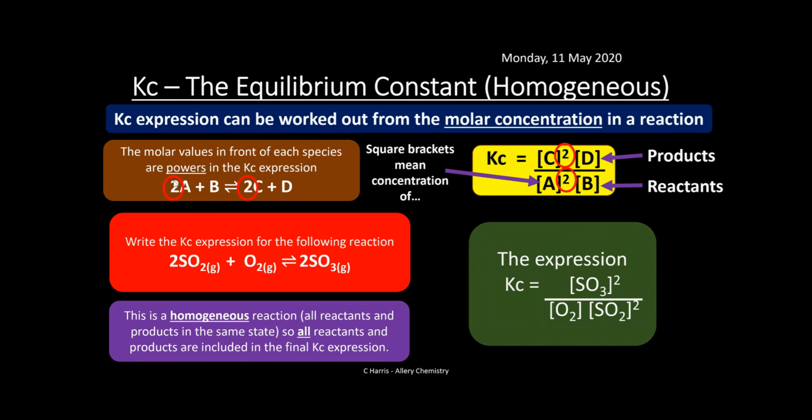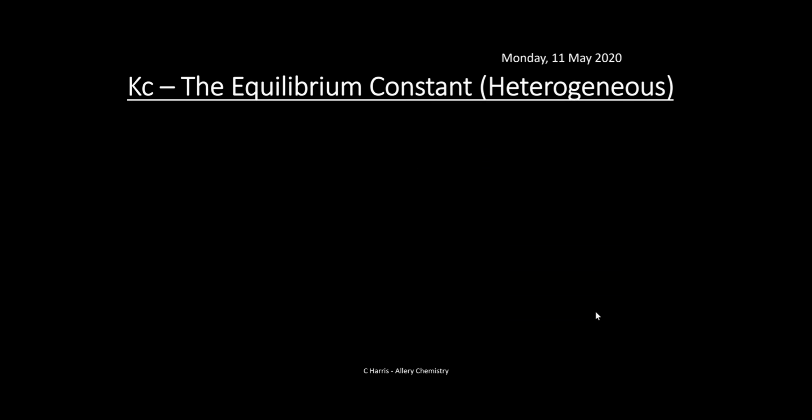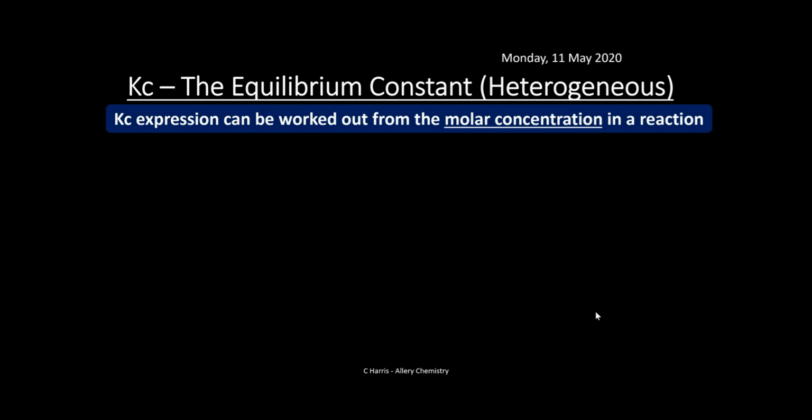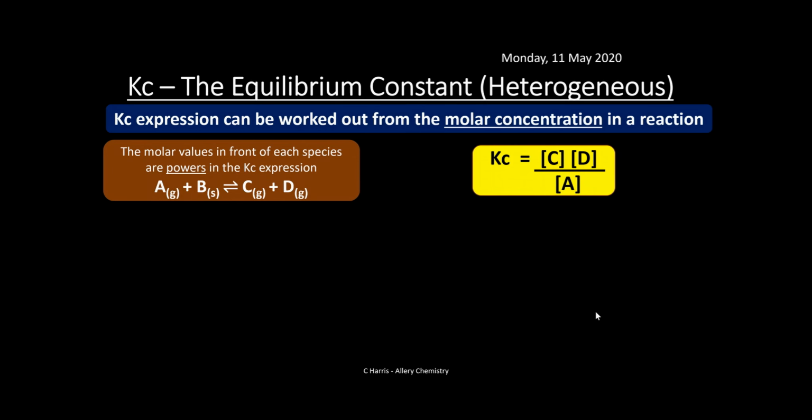So the expression, therefore, is SO3 squared divided by O2 times SO2 squared. Here's our Kc expression in the green box. We keep everything the same. So let's contrast that with a heterogeneous reaction. This is where the physical states of our reactants and products are different. We're going to do exactly the same: work out our Kc expression.